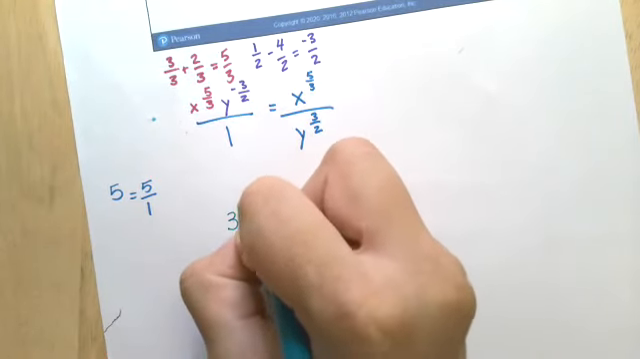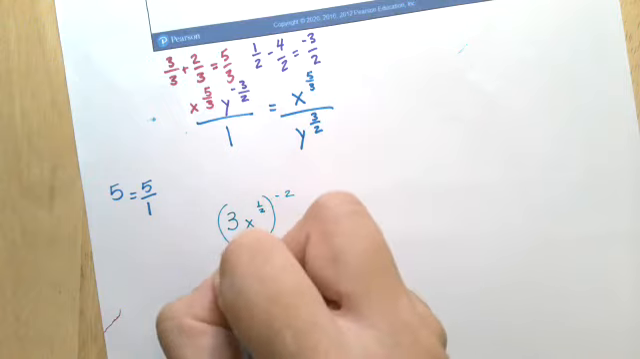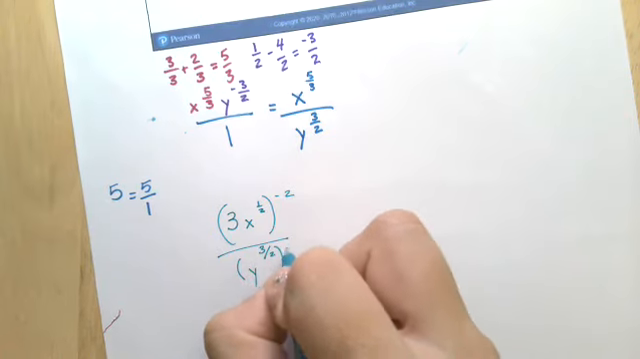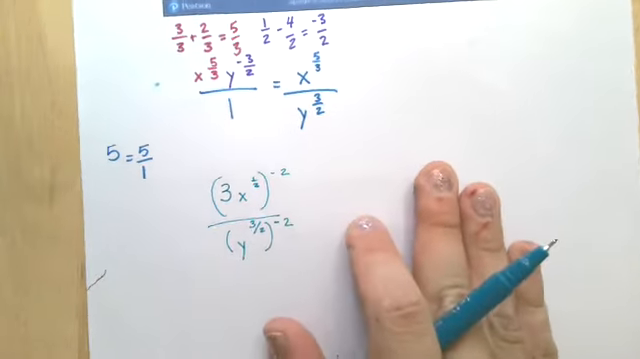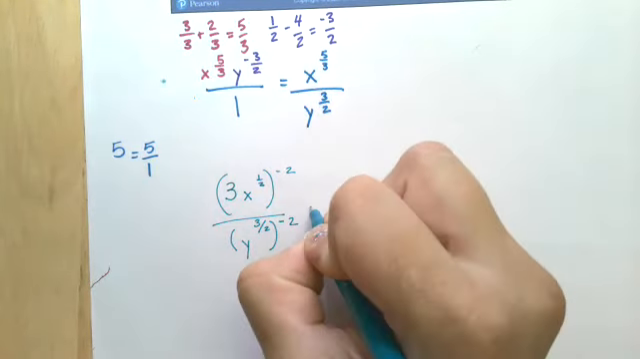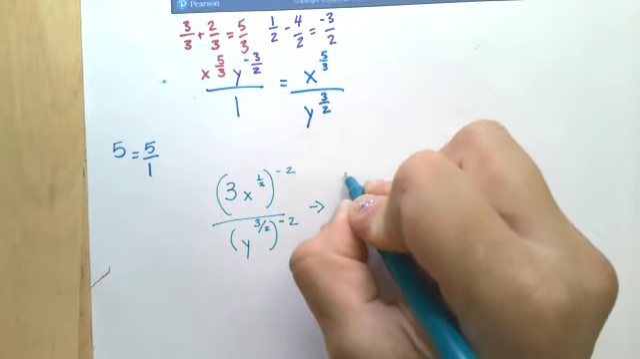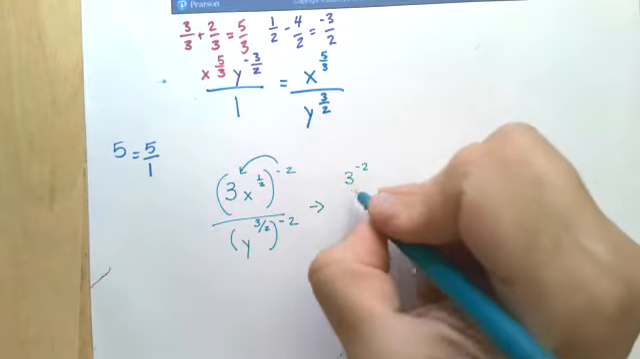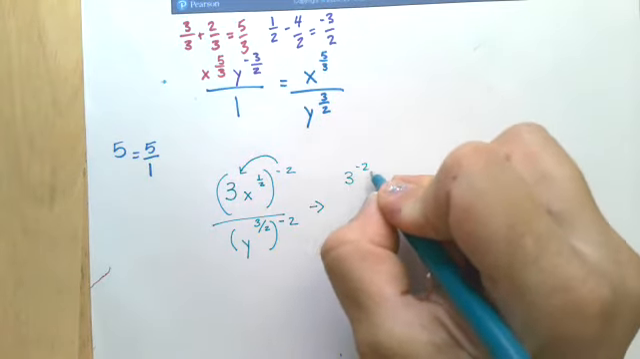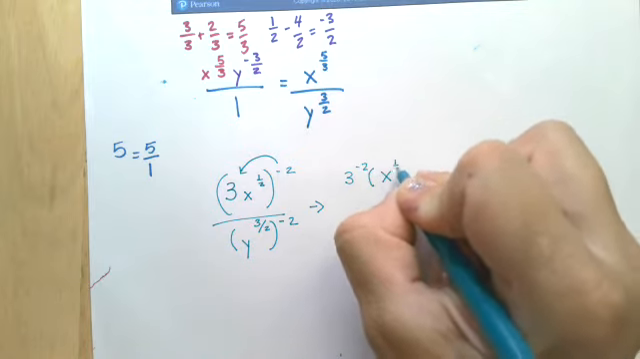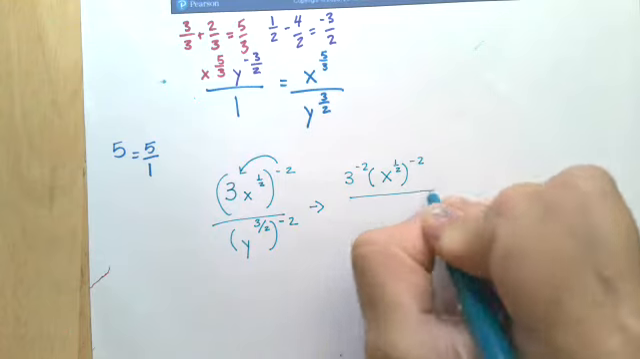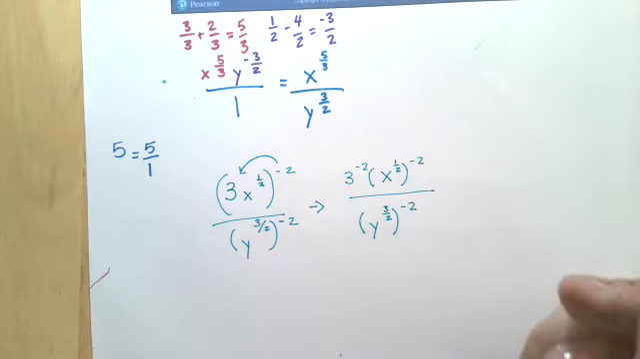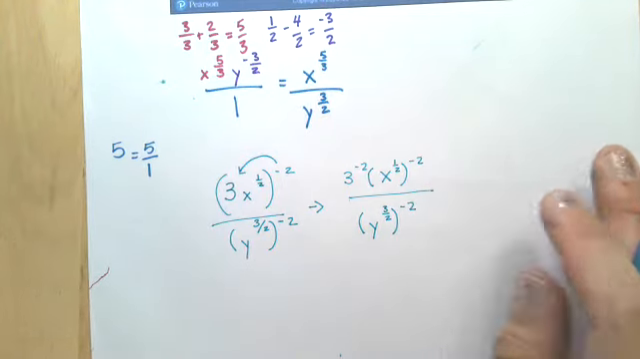3x to the 1/2, to the -2. I can take that even further. You say 3 to the -2. So now I'm just distributing it one step further. 3 to the -2, x to the 1/2, to the -2, y to the 3/2, to the -2. Let's combine these.